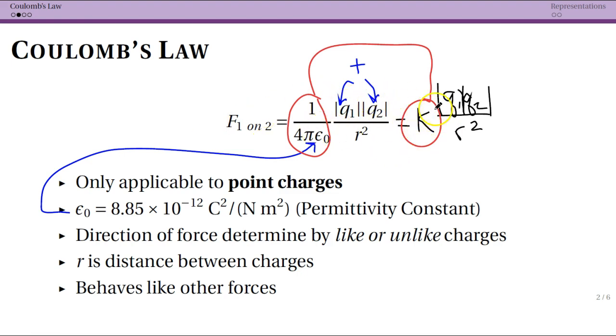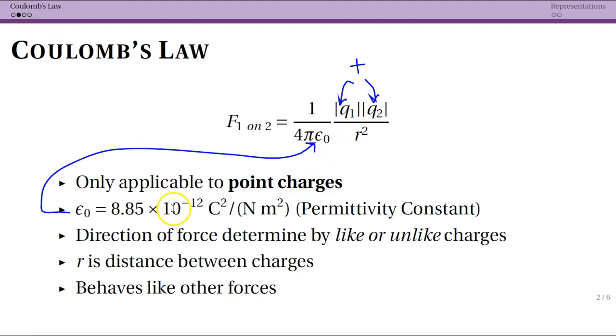So this is a different constant k, but I'm just not going to use it. I'm going to use this version of the equation. So the last thing before we move on from this is that we do need to think about the direction, since forces always do have a magnitude and a direction. And in this case, it's going to be determined by whether you have like or unlike charges. And we've already talked about attractive and repulsive forces.